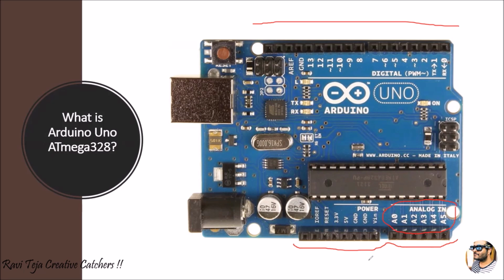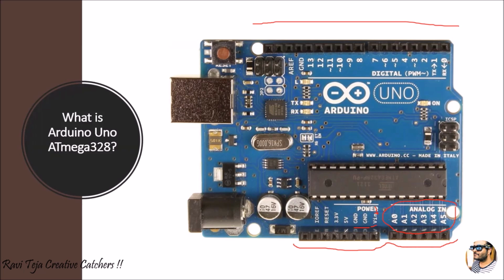And the power section, if you observe, starts from Vin. Vin is nothing but the voltage input. Okay, suppose you want to power up the Arduino board. By giving a 5-volt supply to this particular Vin, we can power up the Arduino board, and these are the ground pins to which the negative terminal of the battery or the power supply can be connected.